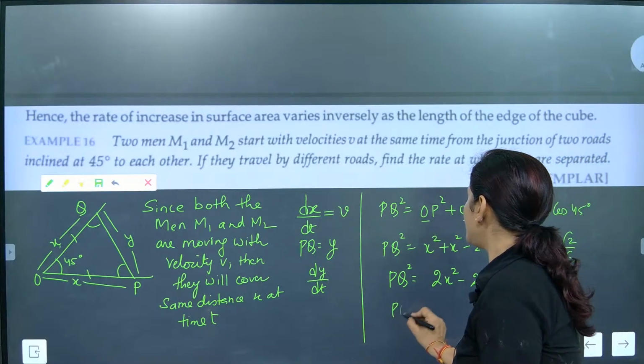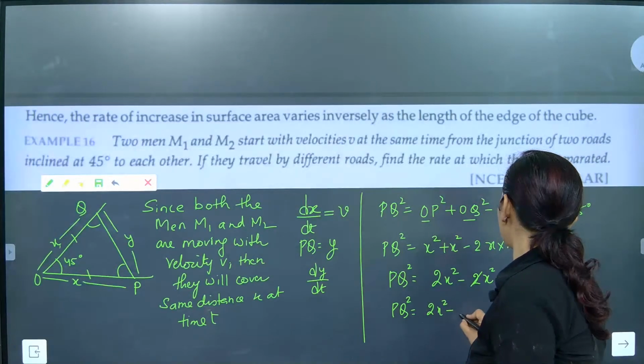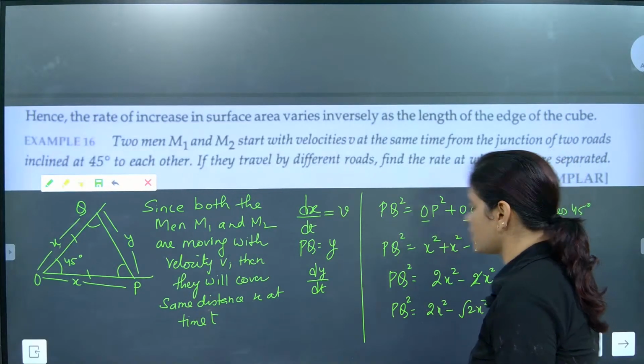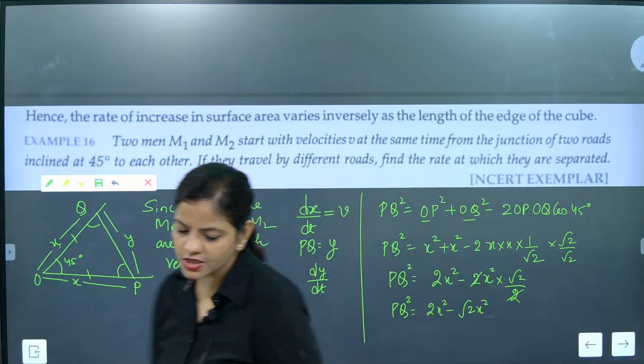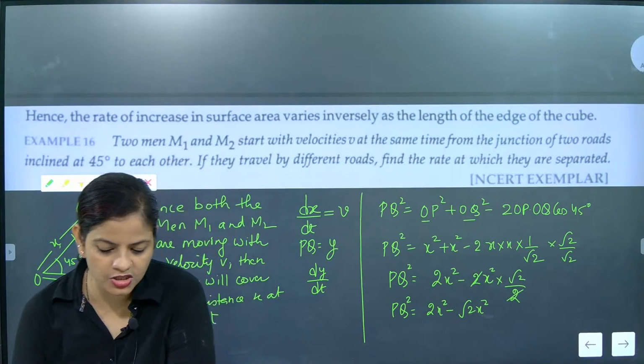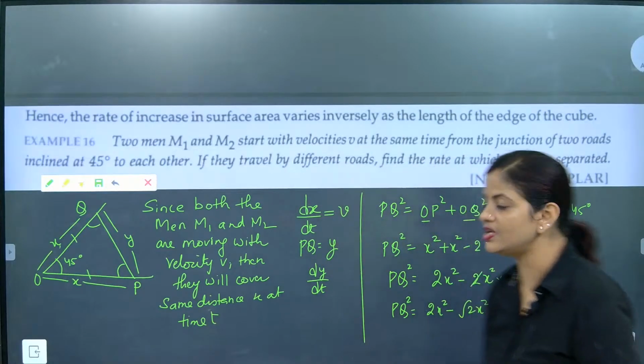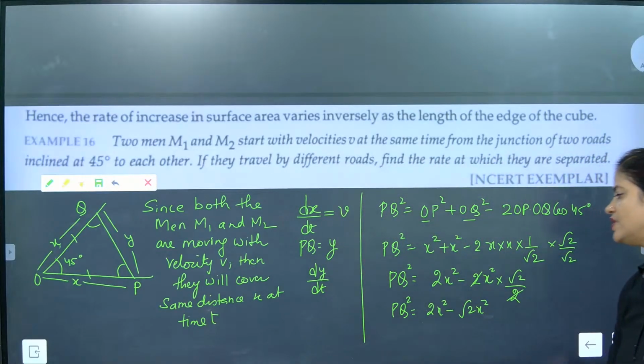So now PQ square is equal to 2x square minus root 2x square. 2x square minus root 2x square is coming, beta. Now PQ is our distance. Now that rate is only what they are asking.